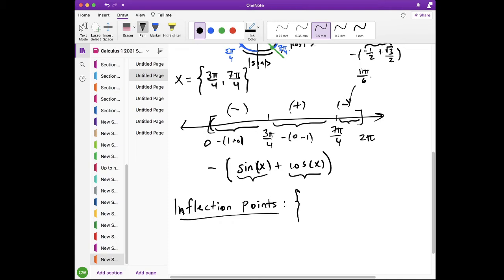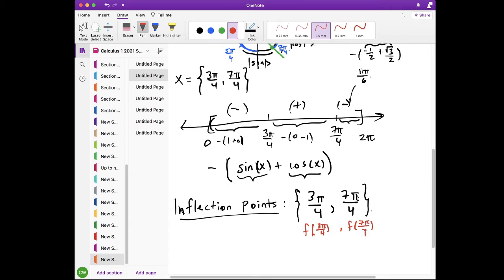Yes. At 3 pi over 4 and 7 pi over 4, the second derivative changes sign. So those are the inflection points. So now depending on what the website likes, the homework website, the point itself they might want as a coordinate, because that's literally the point where it inflects. So just remember that you plug it into the f value if you want the actual coordinate.